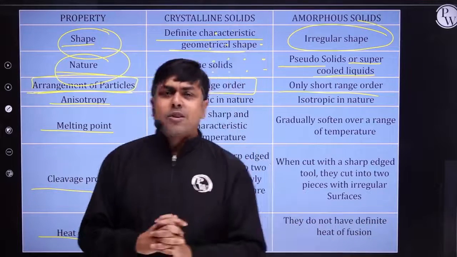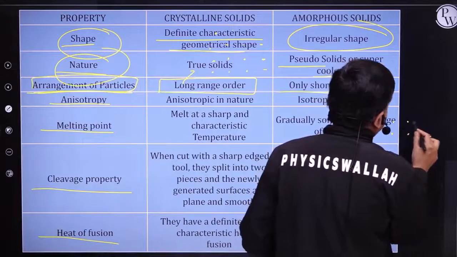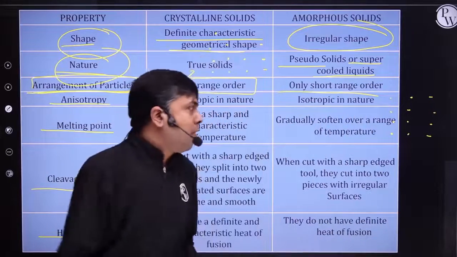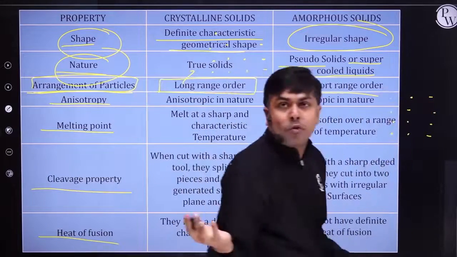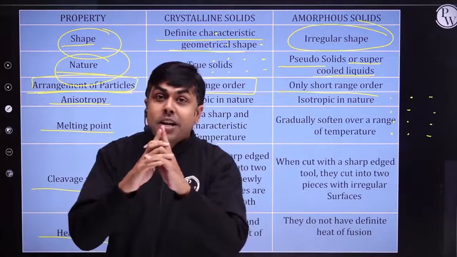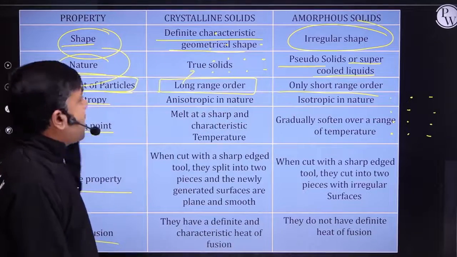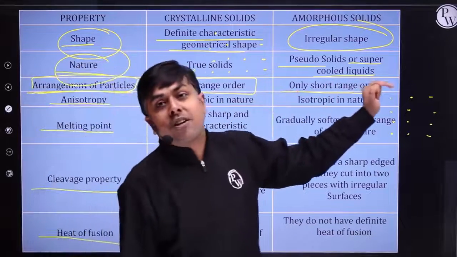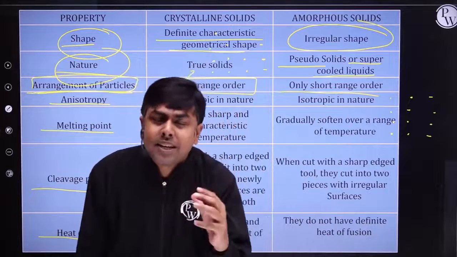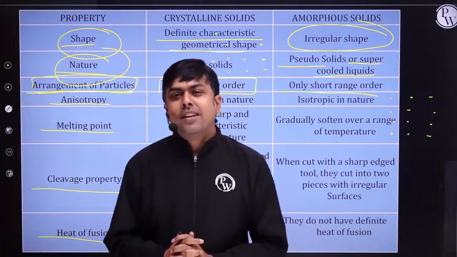Let's try to understand it like this. In a class, in the first three benches, the students sit properly, right? But from the fourth row onwards, from the fifth row onwards, there is no definite pattern, no definite order. So in amorphous solids, the arrangement of particles is short range. They are arranged in a definite order, but up to a short range distance only. Am I clear?